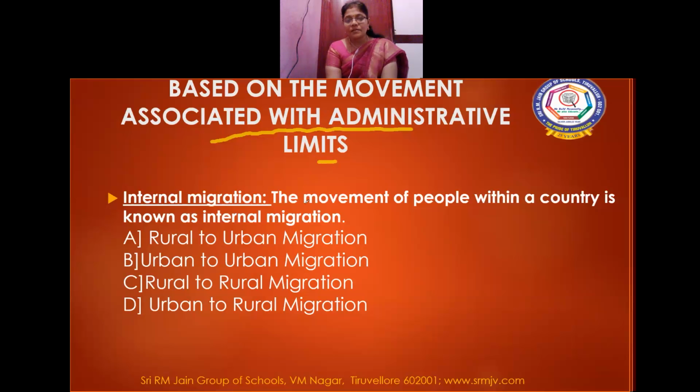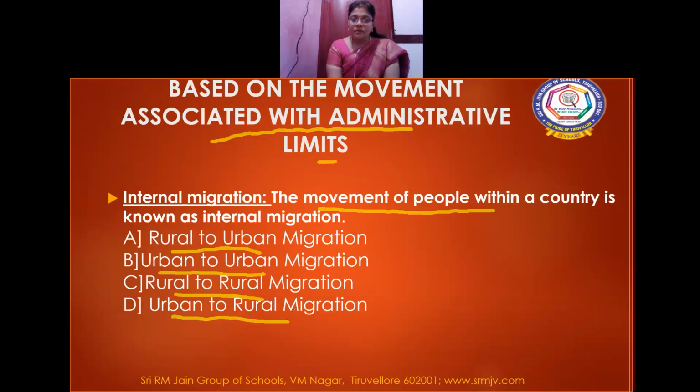What is meant by internal migration? The movement of people within a country is known as internal migration. For example, if you are going to migrate from Chennai to Delhi, it is called internal migration. You are going to migrate within a country. So for example, you can take rural to urban, urban to urban, rural to rural, or urban to rural. These are some of the examples of internal migration.